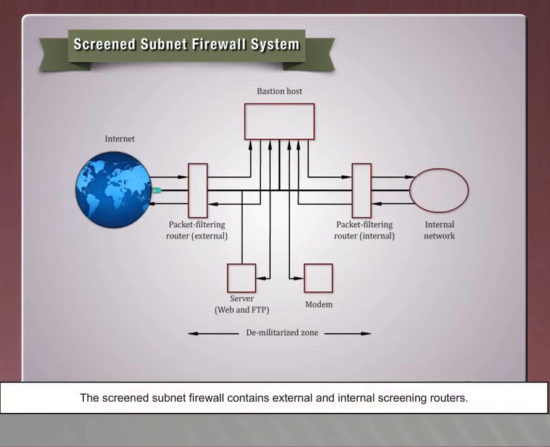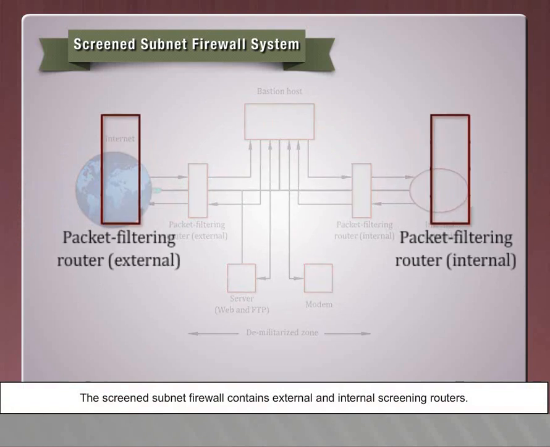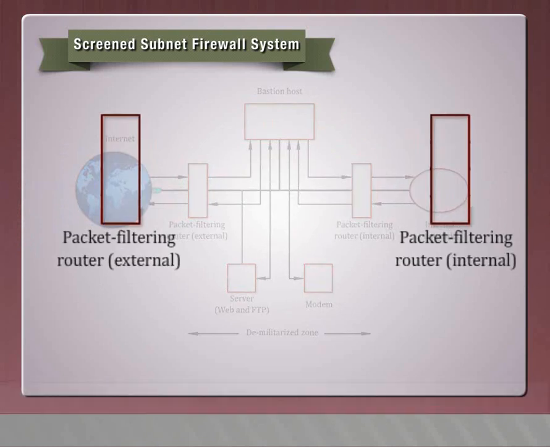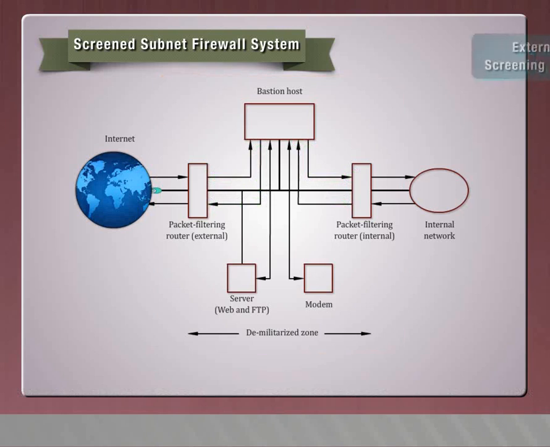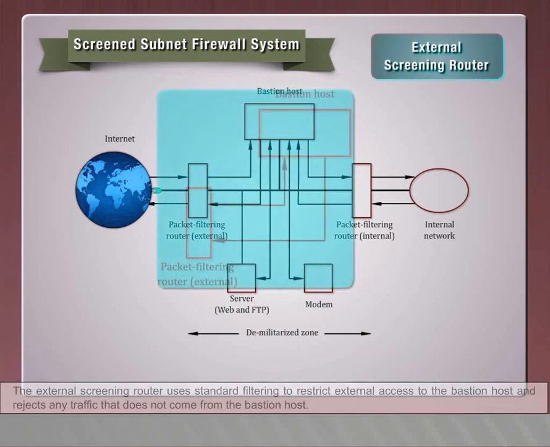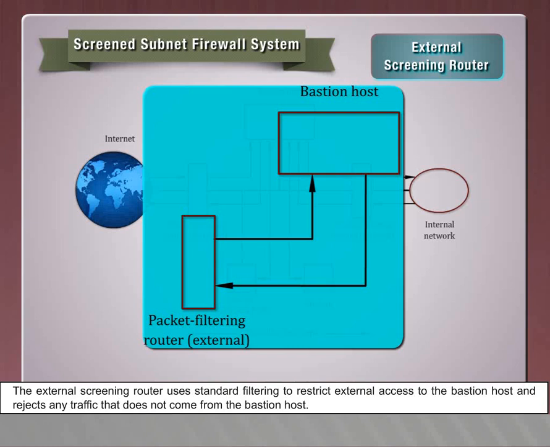The screened subnet firewall contains external and internal screening routers. Each is configured such that its traffic flows only to or from the Bastion host. This arrangement prevents any traffic from directly traversing the DMZ subnetwork. External screening router. The external screening router uses standard filtering to restrict external access to the Bastion host and rejects any traffic that does not come from the Bastion host.